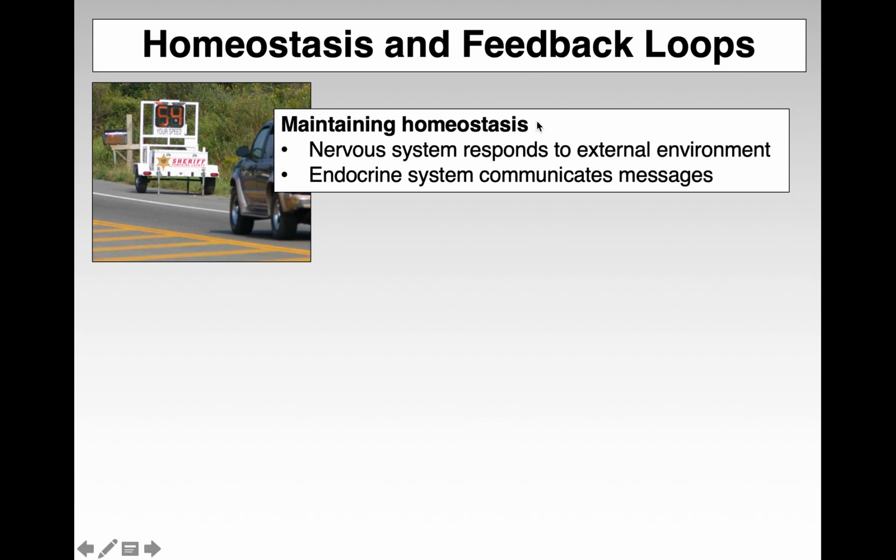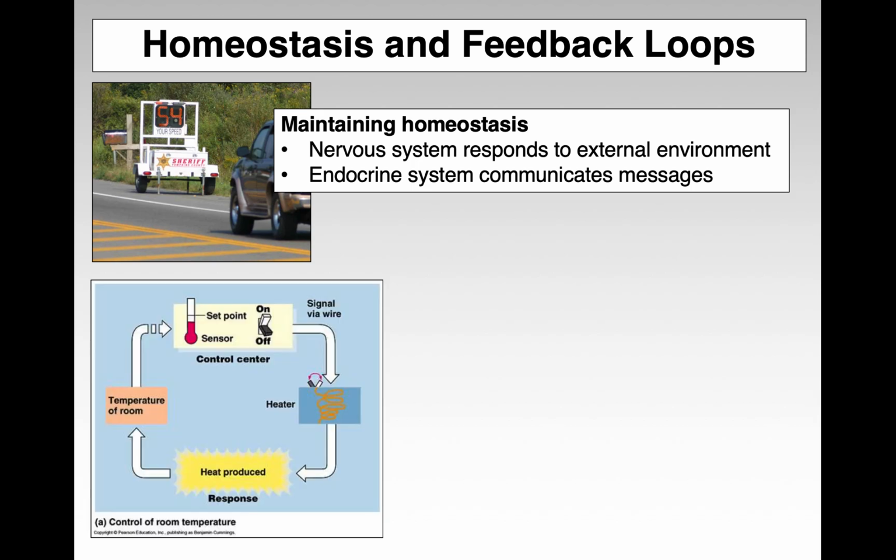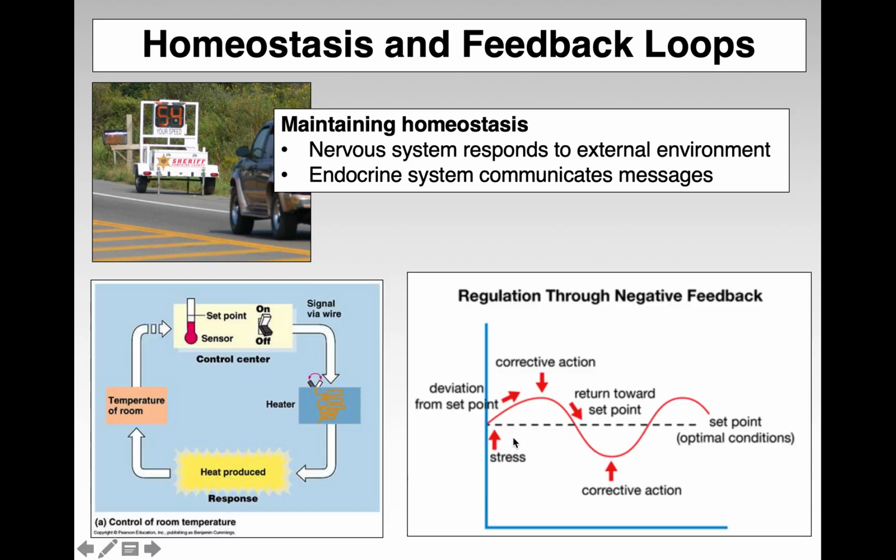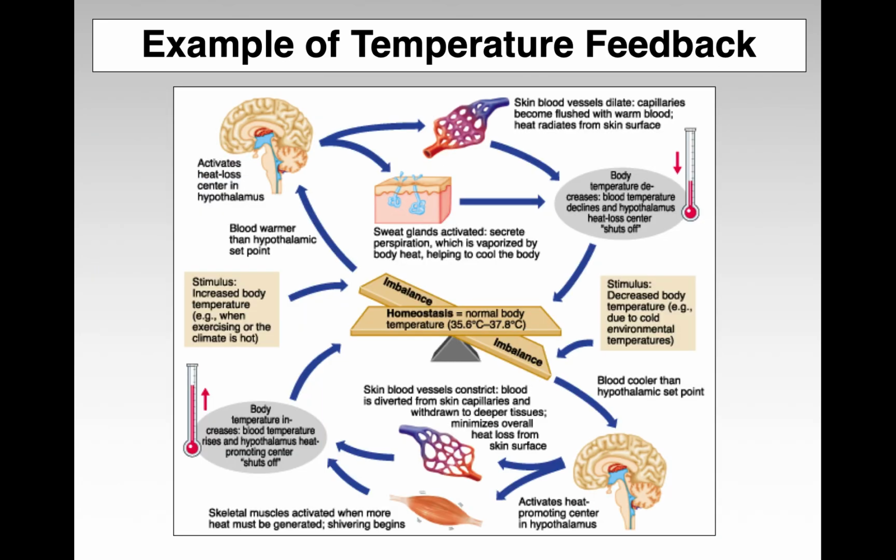So maintaining homeostasis is very important with the endocrine system. The nervous system responds to a stimulus from the external environment, and the endocrine system helps communicate all of those messages, right? Very often this is through negative feedback, trying to maintain a set point or a constant internal environment. And that really is homeostasis, maintaining an internal environment. We just have lots of examples of different kinds of feedback. Here we have temperature feedback.